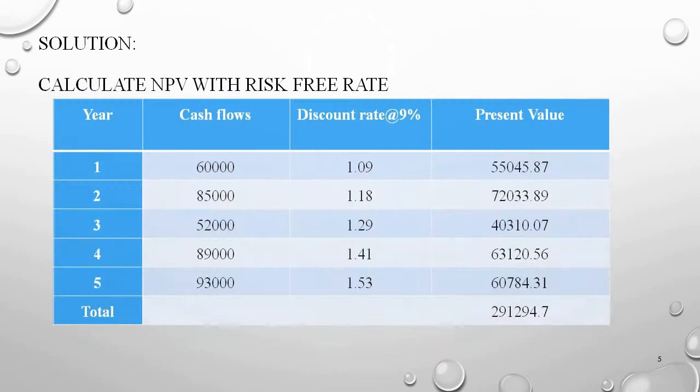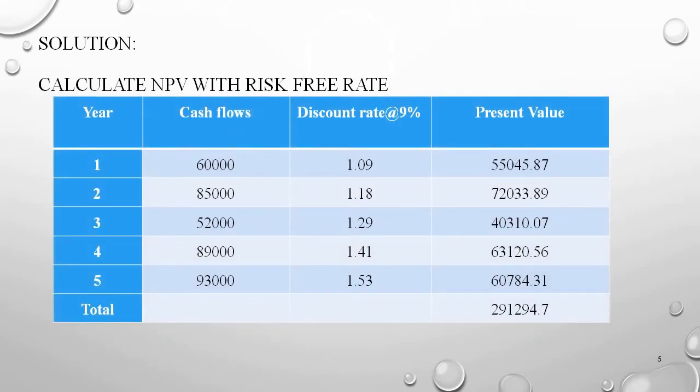Solution: calculation of NPV with risk-free rate. Discount rate at 9%. For first year, the discount rate will be 1.09, second year 1.18, third year 1.29, fourth year 1.41, fifth year 1.53. The discount rate has to be multiplied with the cash flows of the respective years to get the present value of the cash flows.